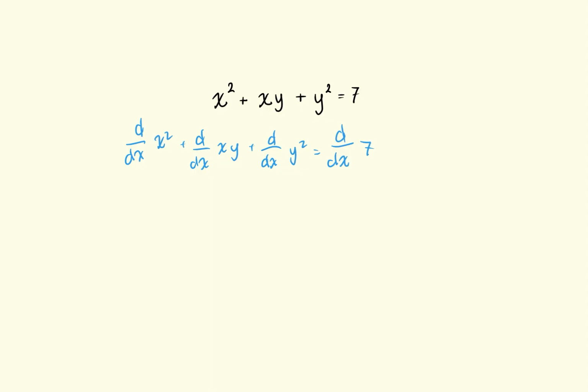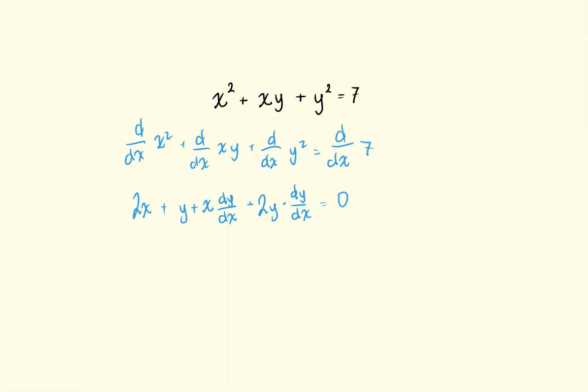Now let's differentiate each individual term. So the first term gives us 2x. The second term, we use the product rule. So the derivative of the first, x, is just 1. So it's y plus x times the derivative of the second, which is dy by dx. The third term, using the power rule, is 2y times the chain rule, which is dy by dx. And finally, the derivative of a constant 7 is just 0.